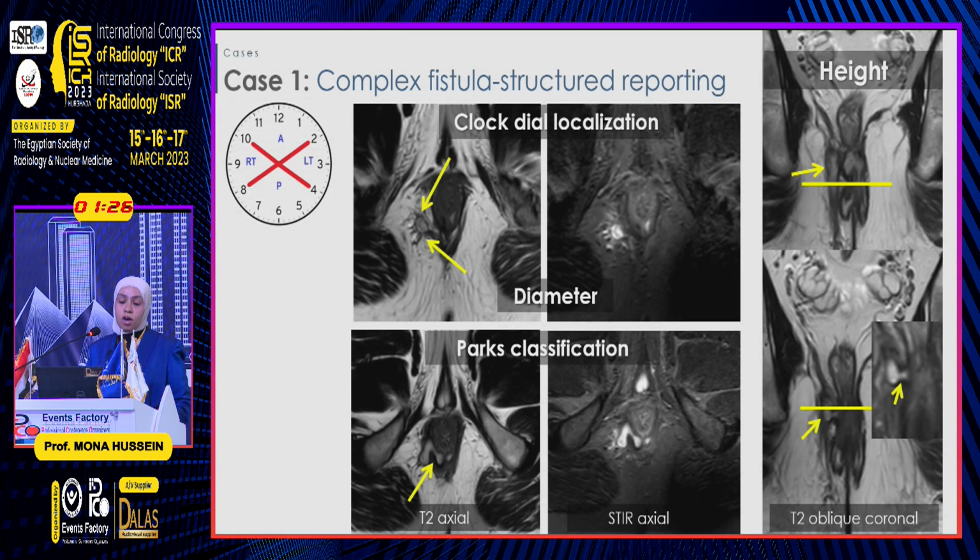This is the case of a complex fistula. Let's report it together structurally. As we see, it's a right lateral fistula tract opposite 8 o'clock position. It's a high tract reaching the level of puborectalis, of a maximum cross-sectional dimension of 7 millimeters. It's intersphincteric, piercing both the internal and external anal sphincter.